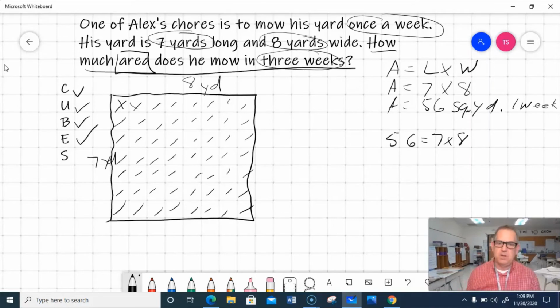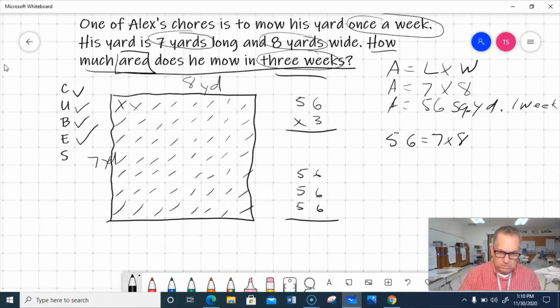So to figure out how much he mows in 3 weeks, that problem would be 56 times 3. And this is the standard way we normally do it. Or you could just do 56 plus 56 plus 56, and we'll do it both ways.